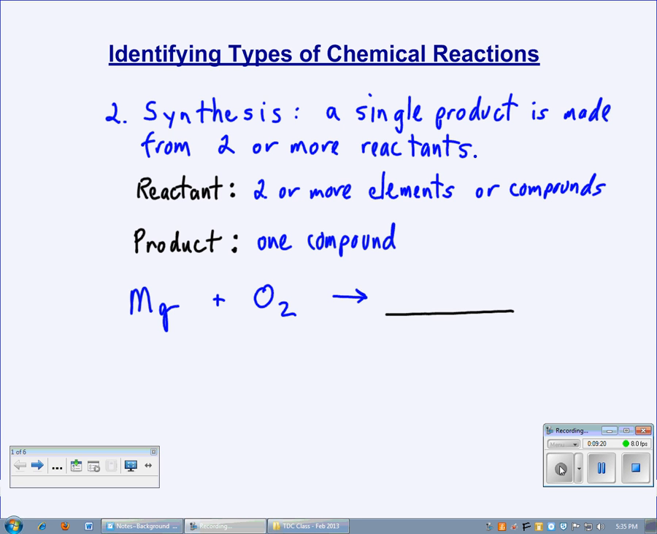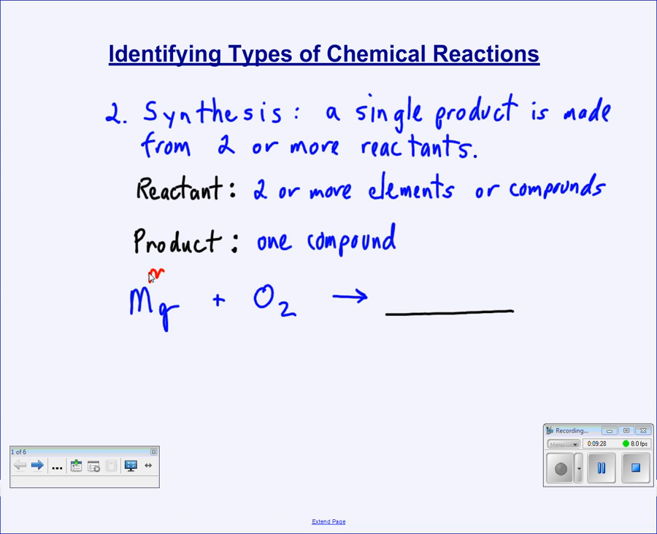To predict the product of this reaction, we have to go back to our chemical bonding chapter. And what we would have to say is if magnesium, which is a metal, is going to combine with oxygen, which is a non-metal, what type of compound would a non-metal and a metal form? Well, we learned that metal bonding to non-metal is an ionic compound.